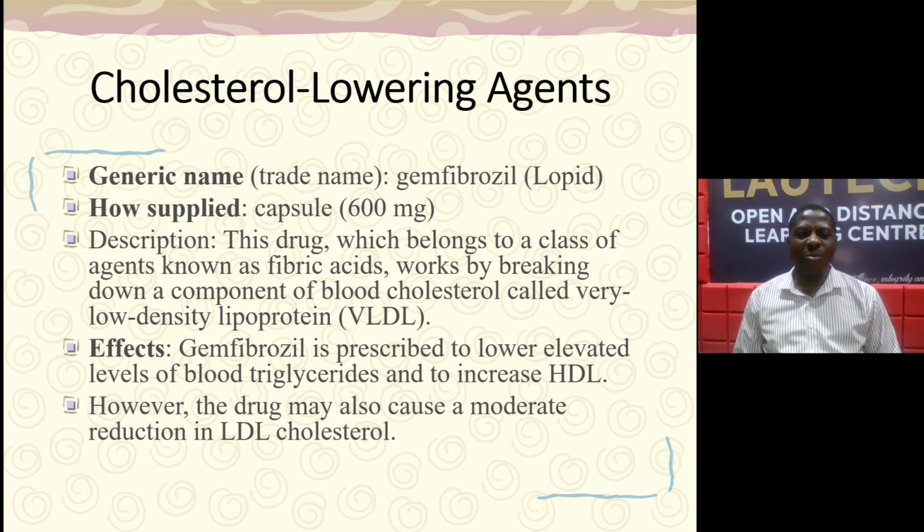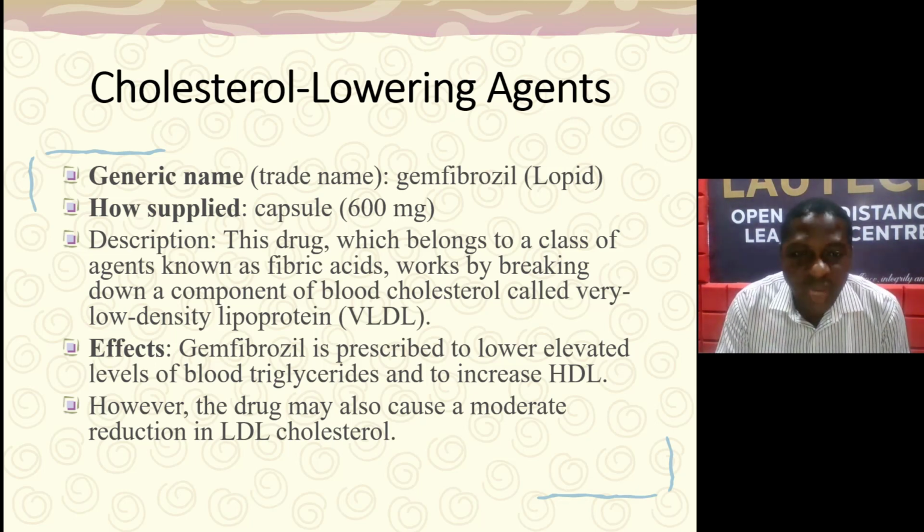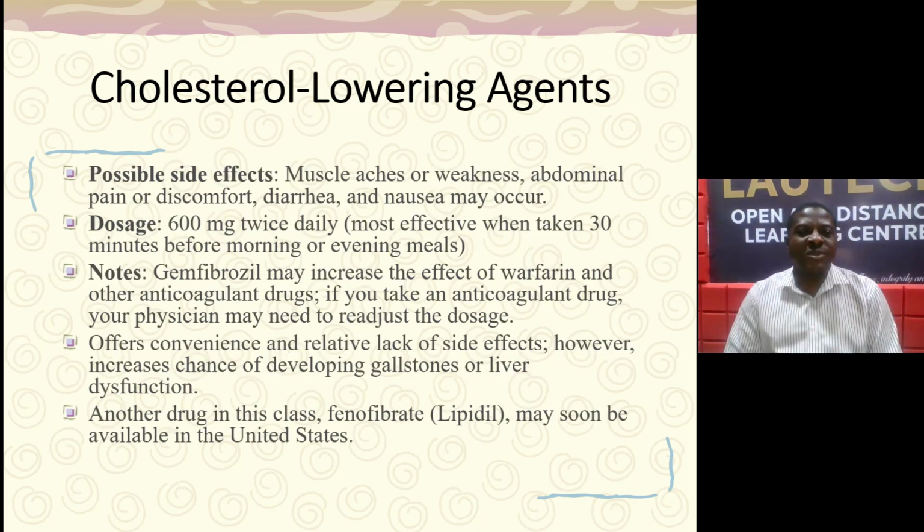to lower elevated level of blood triglycerides and to increase high density lipoprotein. However, the drug may also cause a moderate reduction in low density lipoprotein cholesterol. The side effects are muscle aches or weakness, abdominal pain or discomfort, diarrhea, and nausea may occur. Dosage: 600 milligram twice daily, most effective when taken 30 minutes before morning or evening.